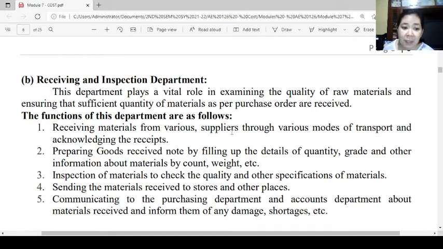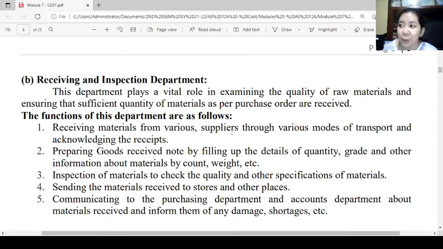Third, they will inspect the materials to check the quality and other specifications, and they will send the materials received to stores and other departments. Number 5, they will communicate to the purchasing department and accounts department about the materials received and inform them of any damage or shortages. Actually, to avoid fraud and error, the receiving and inspection department should fill out a blank receiving form, meaning this will force them to count and to check what was actually received from the supplier and not just to confirm what was ordered.